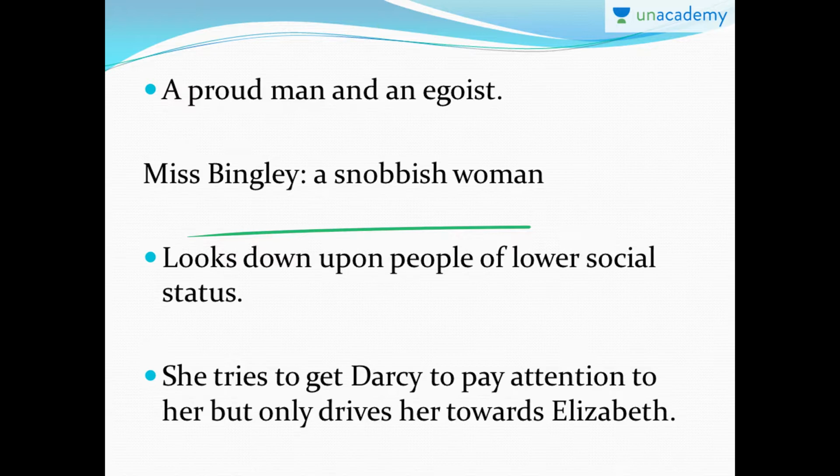She also tries to get Darcy to pay attention to her, but only drives him towards Elizabeth. She tries talking, she thinks she's talking smartly, but in the end the one who is talking smart is Elizabeth. She seeks a lot of attention because she's interested in Darcy, but Darcy does not pay her any attention because all his interests are fixed on Elizabeth Bennet.